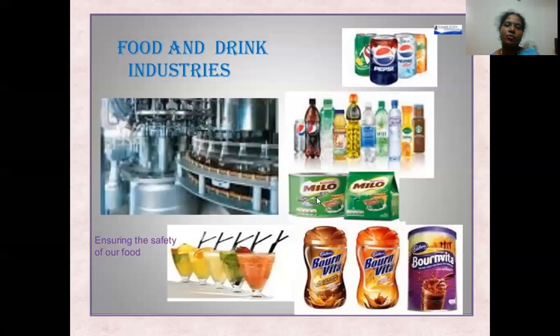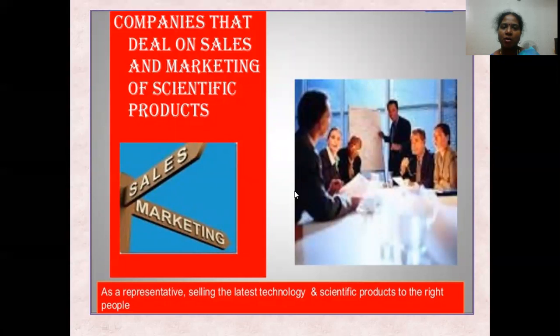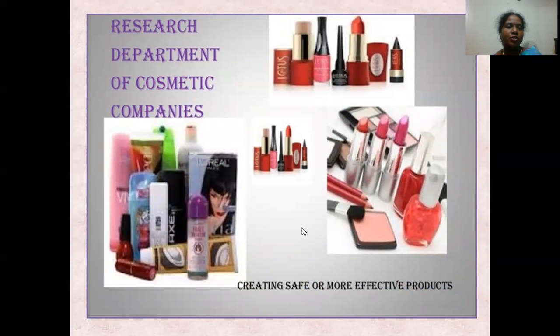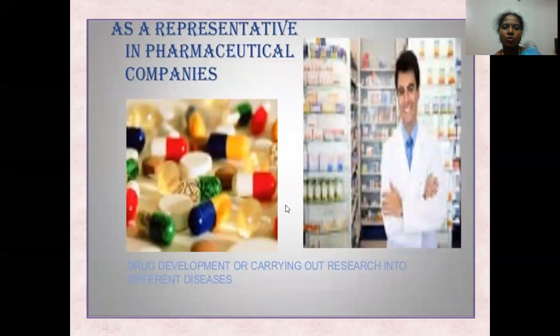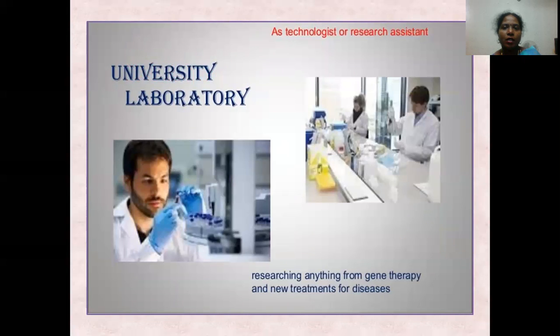Many food industries also require biochemists, forensic crime research institutions, companies that deal with sales and marketing of scientific products, as a representative selling the latest technology and scientific products to the right people. Laboratory units in hospitals and clinics analyze the patient samples and advise them to get treated. Research department of cosmetic companies, research department of agricultural organizations, as a representative in pharmaceutical companies, as a research fellow in research institutes, in publishing articles and books, as a technologist in research laboratory, university laboratory.